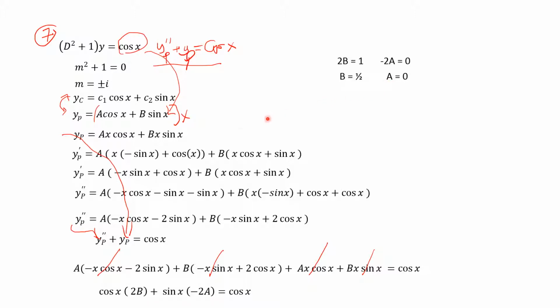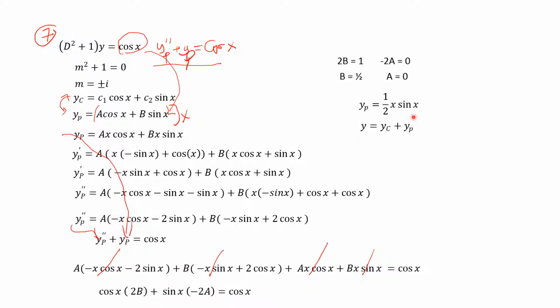Then we will have to use our yp. This is our yp again. We can substitute the values of a and b there. So your y sub p is, okay, since your a is 0, so you just have b is 1/2 x sine x.